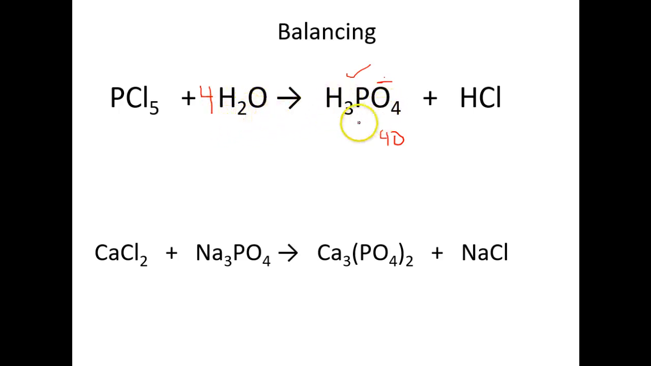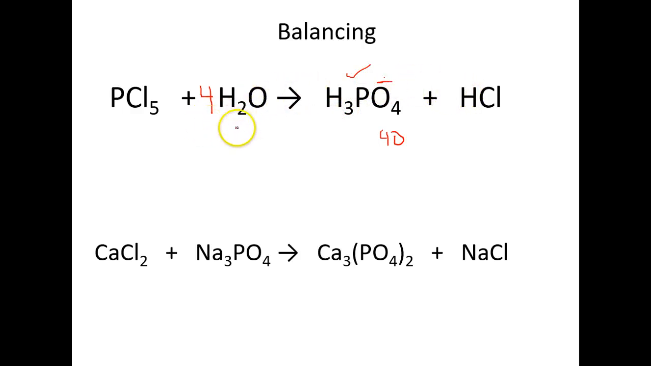Then go to the next atom. I've got 4 hydrogens, but notice the hydrogens are in 2 different molecules on the same side. That can get very challenging because the question is, do I start changing numbers in front of this one, or do I start changing numbers in front of this one? When this occurs, skip that one and go to the next one, if you have the same atom in more than one molecule on the same side of the equation.